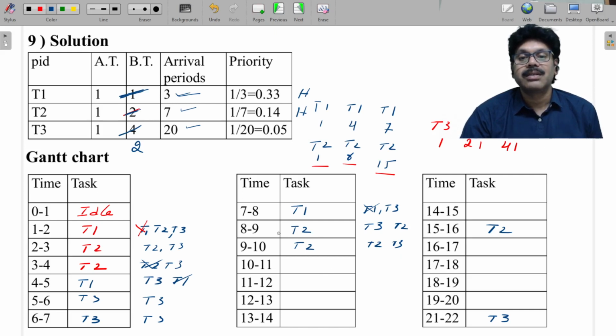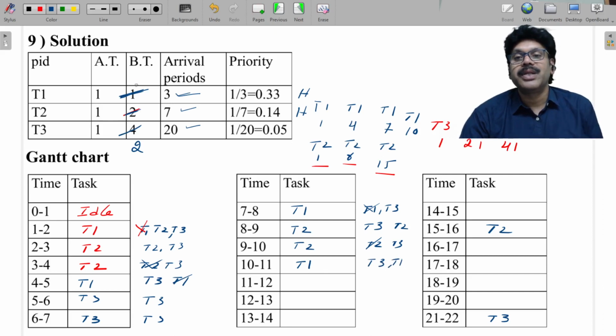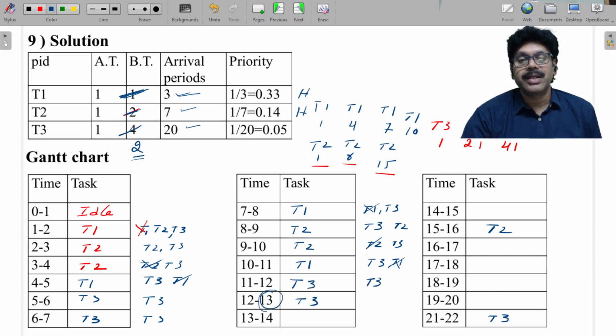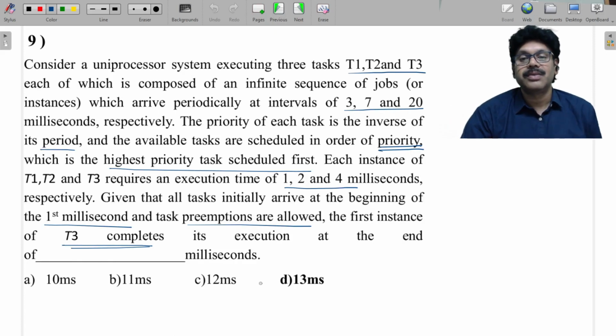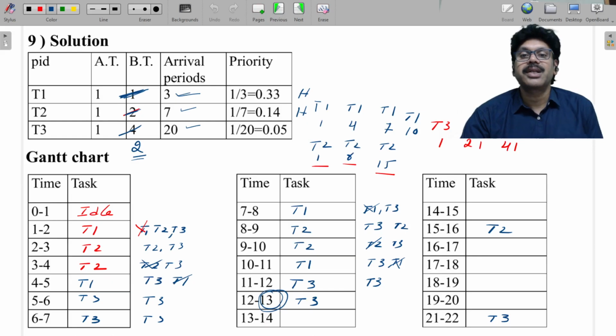T1 will come one more time: 1, 4, 7, and 7 plus 3, so it is coming at 10. Again T1 will come at 10. This time after T2 executes we will remove it, so T3 is carried forward. Again between T1 and T3, T1 will be executed for 1 unit of time, so remove T1. The next slot is given dedicatedly to T3. How many units are needed? 2 units. So T3 got completed exactly at 13. That is your answer. A very interesting question.